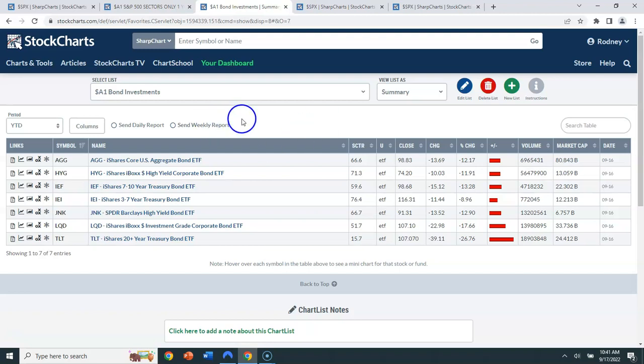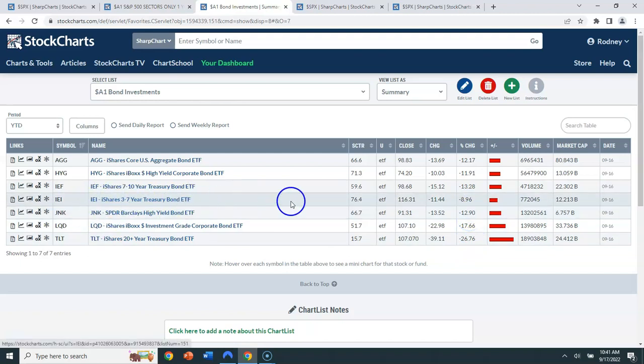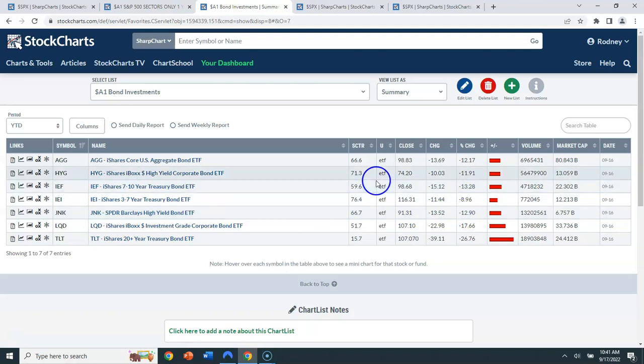Anyway, back to this slide. So the bonds, right? This is year to date, guys. Look at this. You got the TLT, the 20-year Treasury, down 26, almost 27%. LQD down 17.66. Junk bonds down 12.90. The JNK. You have a 3 to 7 year Treasury ETF, pretty short duration, down 8.96. The 7 to 10 year down 13.28.